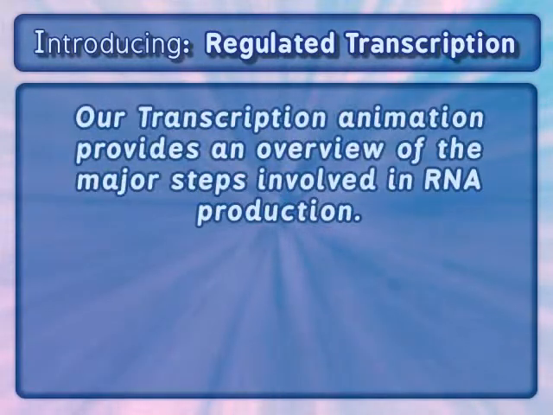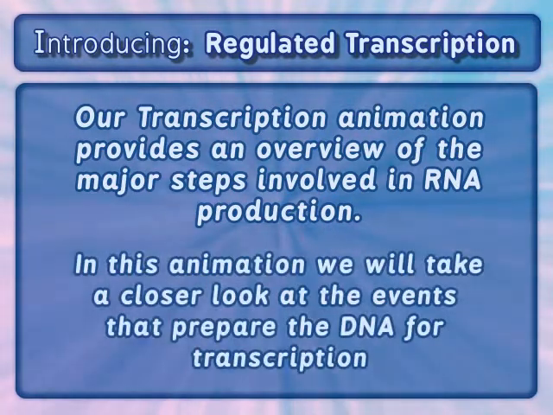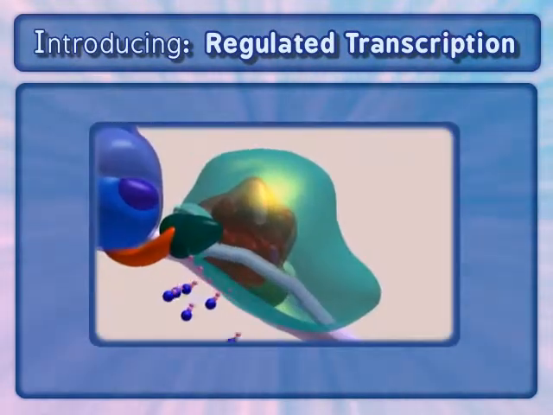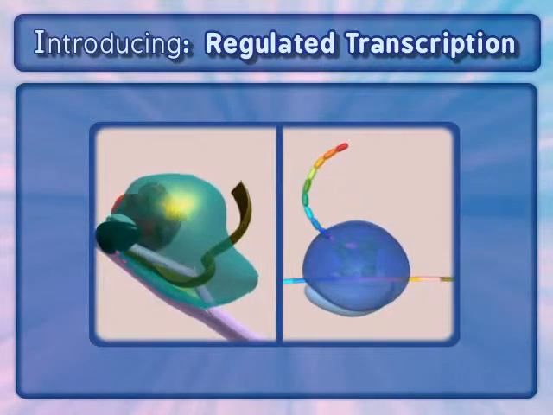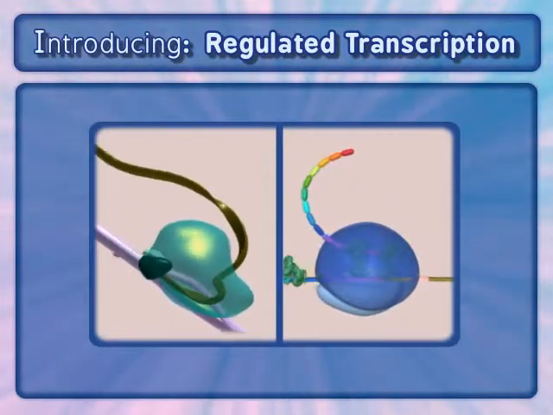Our transcription animation provides an overview of the major steps involved in RNA production. In this animation, we will take a closer look at the events that prepare the DNA for transcription. mRNA and eventually proteins are produced when and where they are needed in an organism.